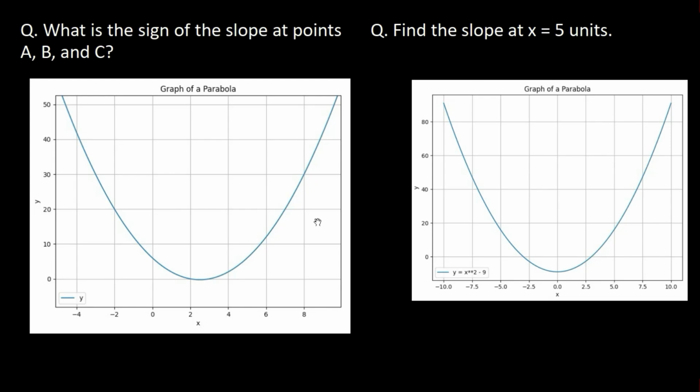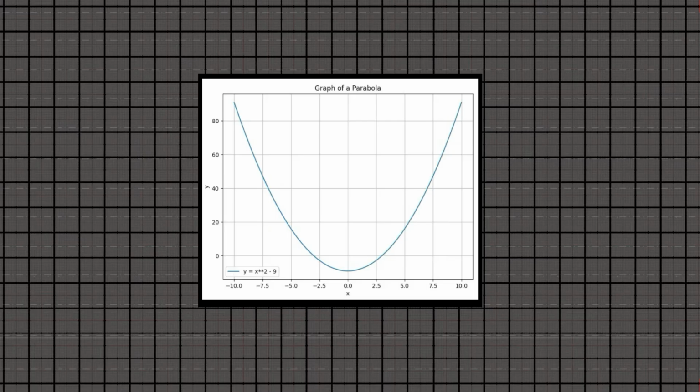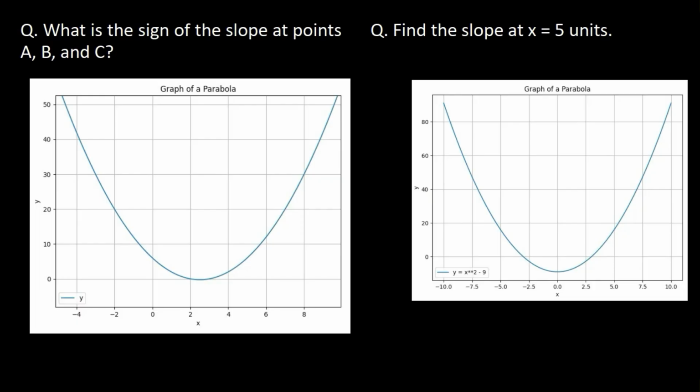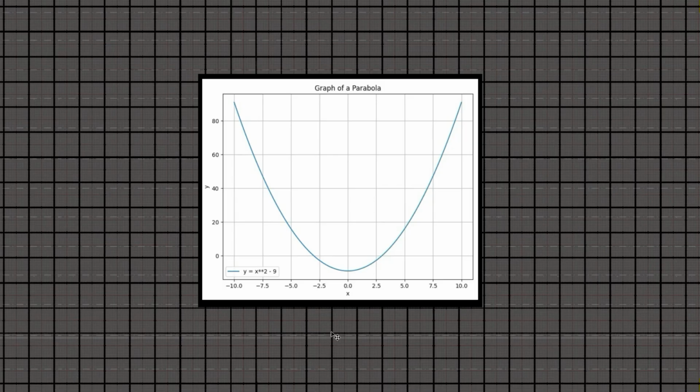We're trying to answer these two questions. So let me go to them. The first one is find the slope at x is equal to 5 units. So x is equal to 5 units is over here. And let's see what happens over here. Okay. So to find the slope at a particular point, at a particular instance, what we have to do is draw a tangent.